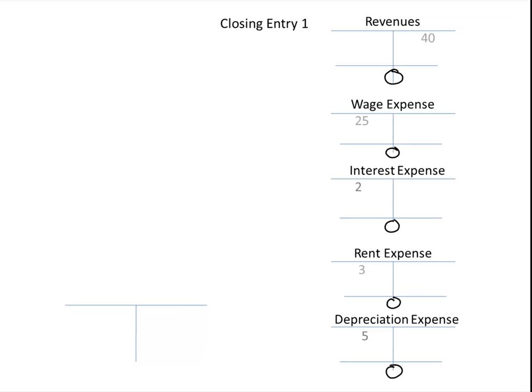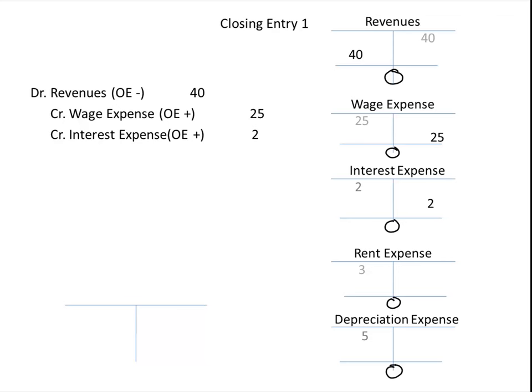And how do we zero it out? Well, if I've got an account, my revenue account, with a credit balance of 40, what's the only way to give it a total balance of 0? Well, by debiting it for 40. And our wage expense has got a debit balance of 25, and I need it to have a net balance of 0. What do we do? I credit for 25, and I credit for 2, and I credit for 3, and I credit for 5, and now what have I done? I've done my housekeeping. All of my revenue and expense accounts have now been zeroed out and are all fresh and new for next year.